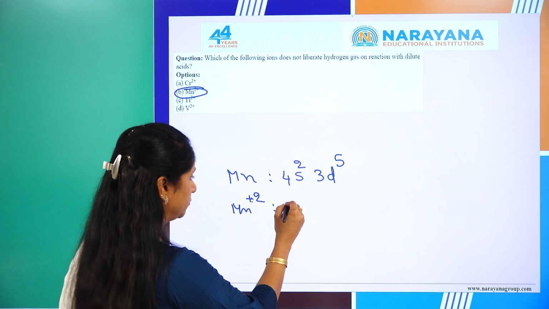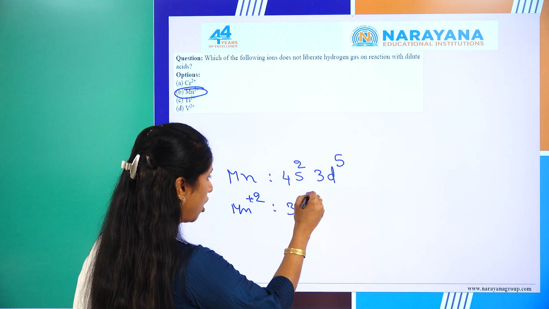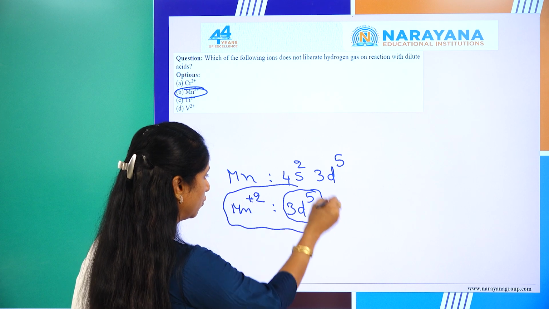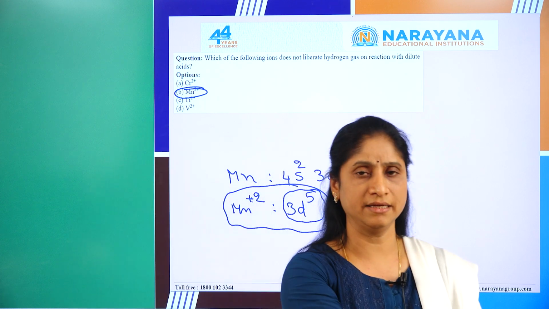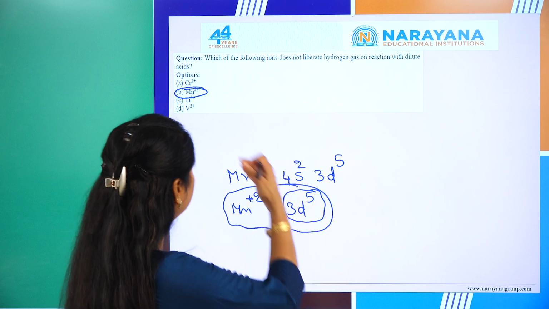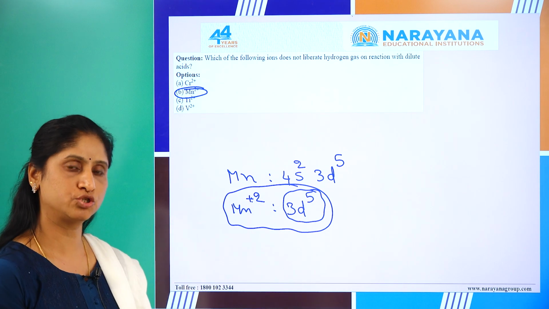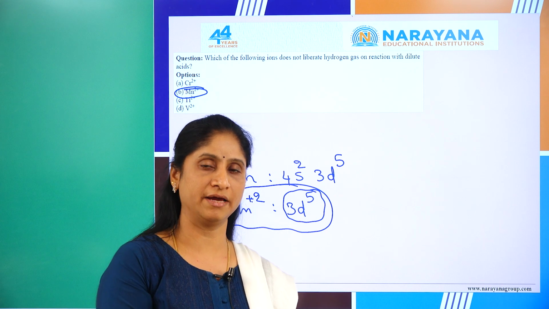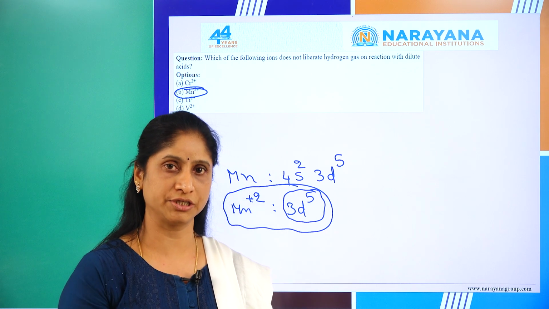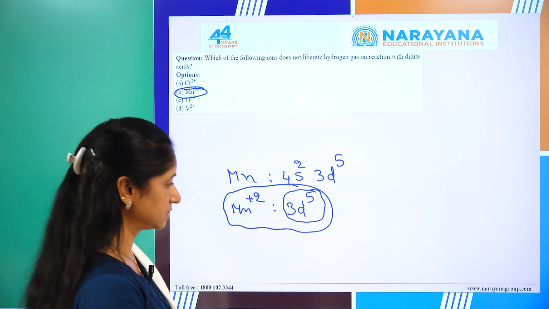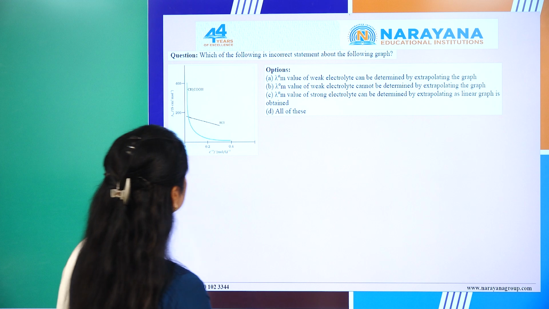So Mn2+ means 3d5, a half-filled stable electronic configuration, so it is reluctant to undergo reduction readily. Among Cr2+, Mn2+, Ti2+ and V2+, because of the stable d5 half-filled electronic configuration, Mn2+ will not liberate hydrogen from dilute acids. So let us see the next question on the screen.